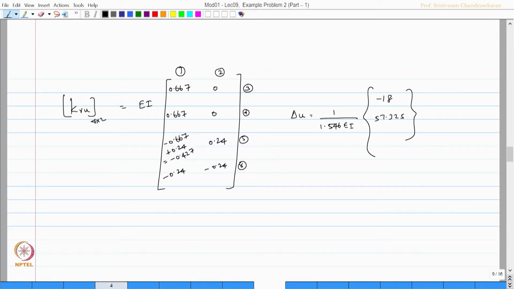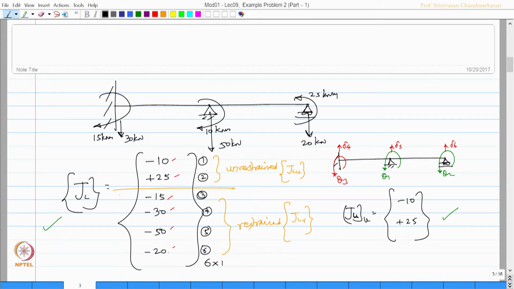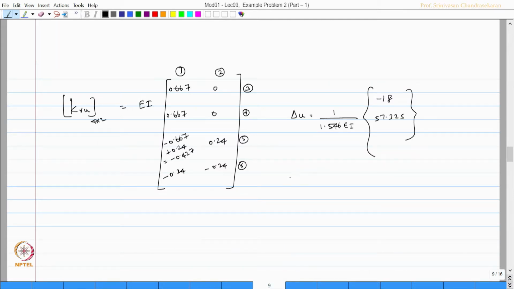Now, if you look at the JLR vector, I can write it here. JLR is going to be minus 15, minus 30, minus 50 and minus 20. Let me rewrite this matrix again here: JLR is going to be minus 15, minus 30, minus 50 and minus 20.